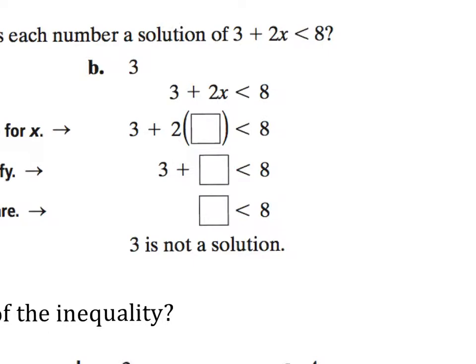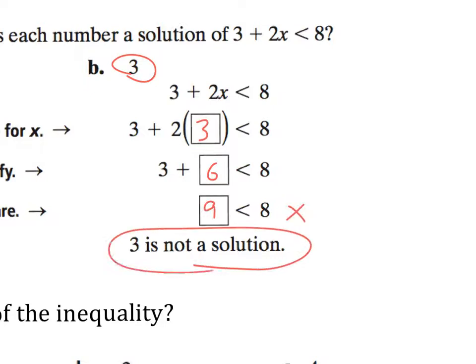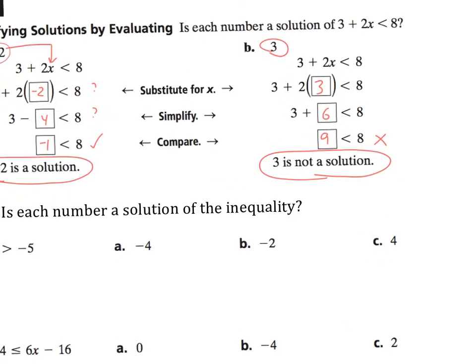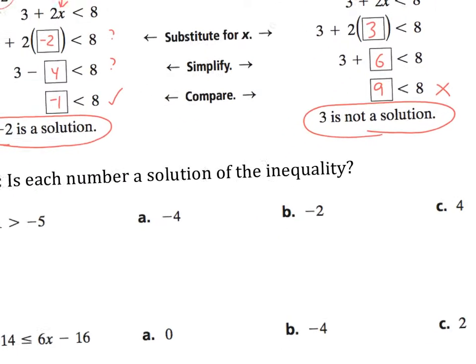I'll do the next one real quick. We're going to do the exact same inequality. This time I'm going to substitute the 3 in. 2 times 3 is 6. 3 plus 6 is 9, and we see this is not true. So my conclusion is that 3 is not a solution. So negative 2 is a solution, 3 is not. All we did was check one thing. There are an infinite number of numbers to check, so I'm not even about to keep checking.